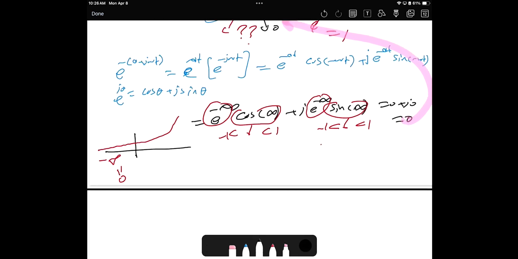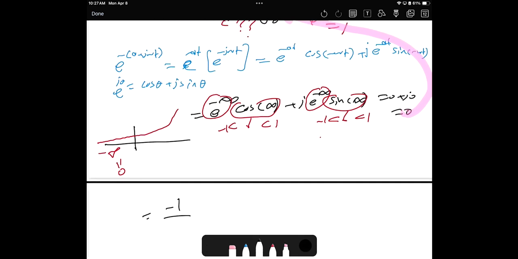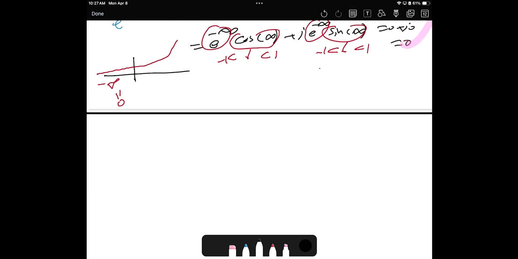So it will be negative 1 over (a plus j omega) times (0 minus 1). So negative 1 and negative 1, the negative sign is removed. It will be 1 over (a plus j omega). Okay?